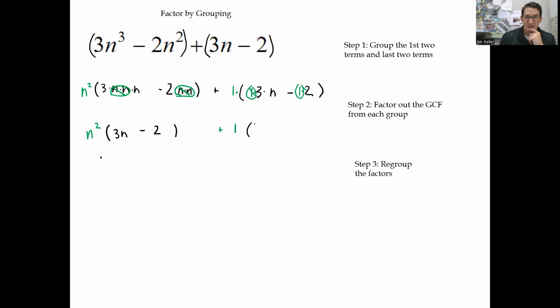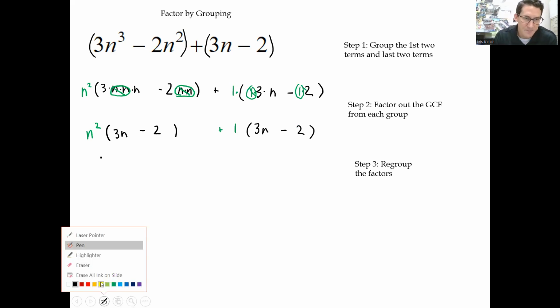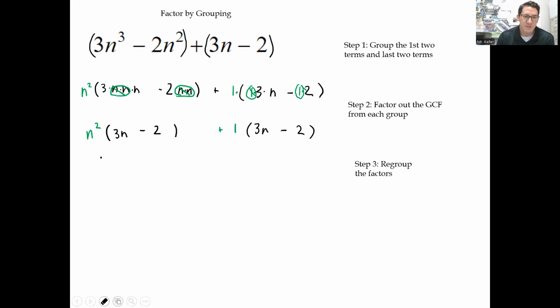This one just still has a 3n minus 2. And then what you want to do at this point, you can check to see if you did the greatest common factor correctly. If you notice on here, 3n minus 2, 3n minus 2, we want the parts that are in parentheses to match. All right. So we did step 2 here. Now regroup the factors, step 3.